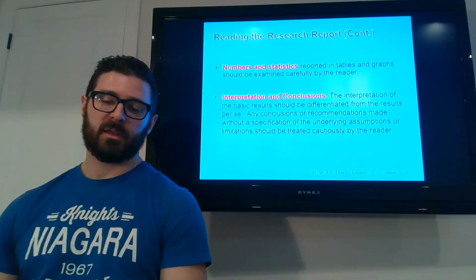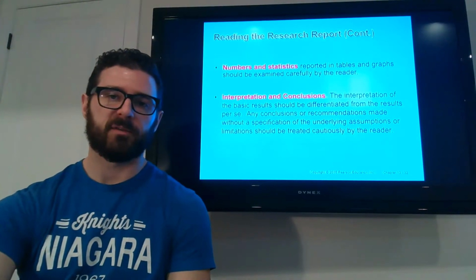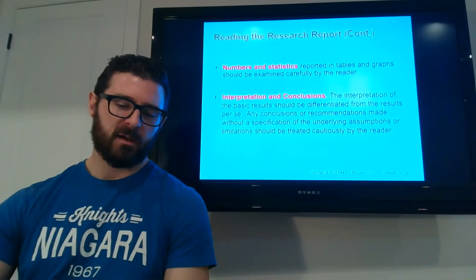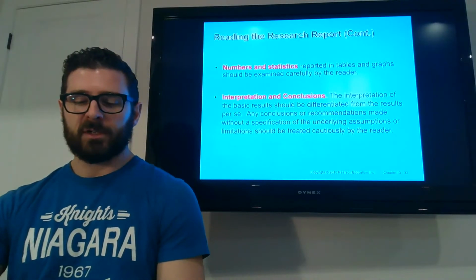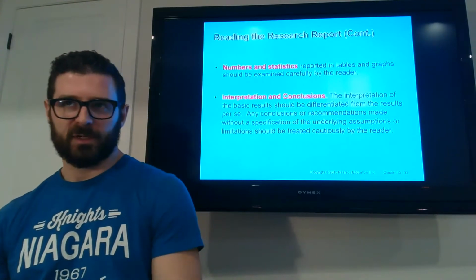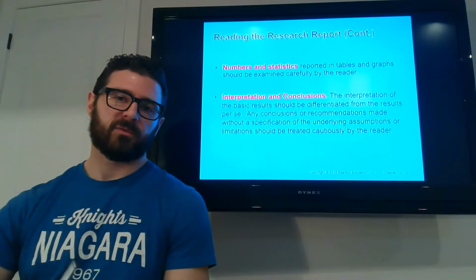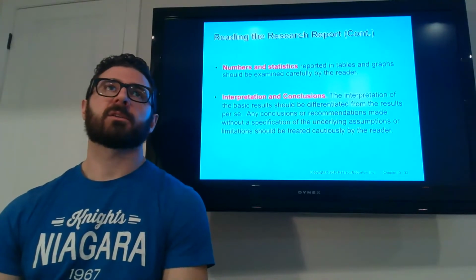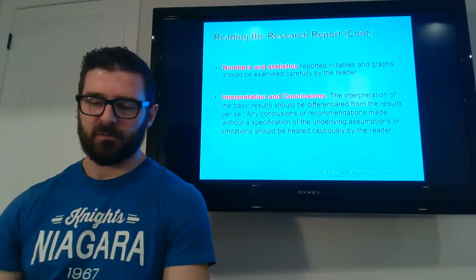Numbers and statistics in tables and graphs should be obvious and clear, but the person reading it should pay attention to those. Interpretation and conclusions: the interpretation of the results should be a little bit different than the results themselves, if that makes sense. The results are pretty factual and straightforward, this is what happened, and then any conclusions or recommendations that you're making should reflect the fact that there's some interpretation happening.